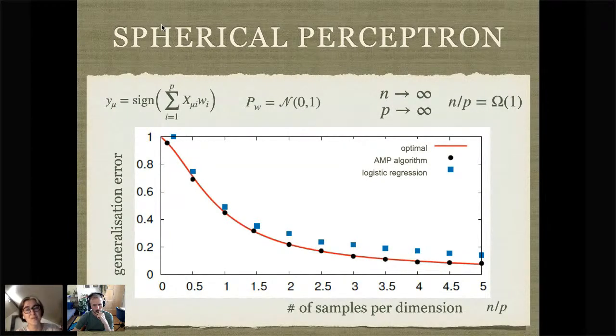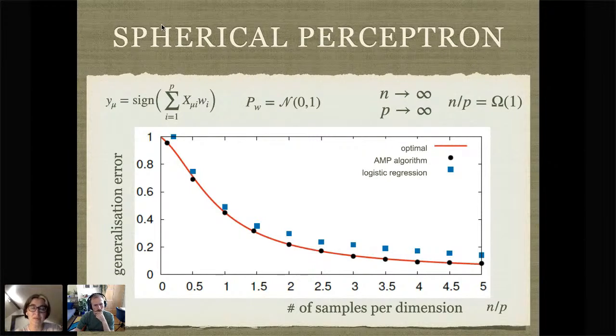This picture is for the case where the teacher weights are just Gaussians, so a spherical perceptron, the probability of W is just a Gaussian. And I'm showing you the generalization error on the test set as a function of how many samples we have per dimension, so this parameter n over p. The red curve is the result of the theory. The black points are the result of the approximate message passing algorithm, which asymptotically in the limit is shown to agree with the theory. So indeed, we see that here, even for some intermediate sizes, it agrees.